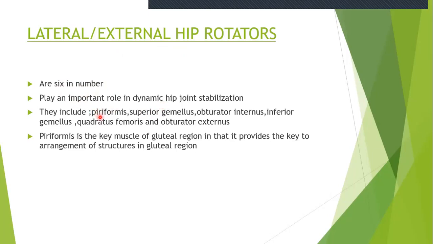Then they include these 6 of them. Piriformis, a very important muscle in the gluteal region. Superior gemellus, obturator internus, inferior gemellus, Quadratus Femoris, and obturator externus. Those are the 6 lateral hip rotators. 1, 2, 3, 4, 5, 6. And remember, piriformis is the key muscle of the gluteal region, in that it will provide the key to the arrangement of structures in the gluteal region. So once you identify piriformis in the gluteal region, your work becomes very, very easy.